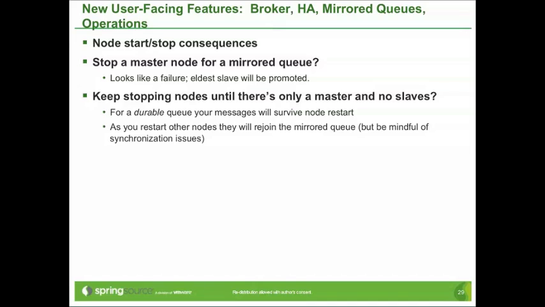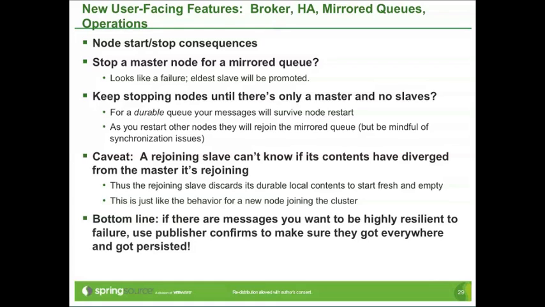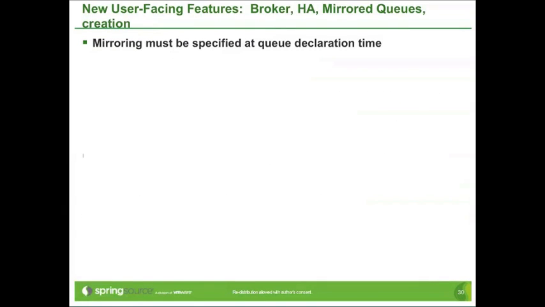And then as you restart the other nodes, they'll rejoin the mirrored queue. But remember, they come up in an empty state. They come up assuming that everything has been disconnected and that redeliveries might happen. As a result, a rejoining slave can't know if its contents have diverged from the master it's rejoining. So the rejoining slave will discard all of its durable local contents and start empty. This is just like the behavior we talked about before when a new node joins the cluster. So if there are messages you want to be highly resilient to failure, use publisher confirms or transactions to make sure they got everywhere and got persisted. And if you're bringing nodes up or down for maintenance, think about what order you're doing it in.